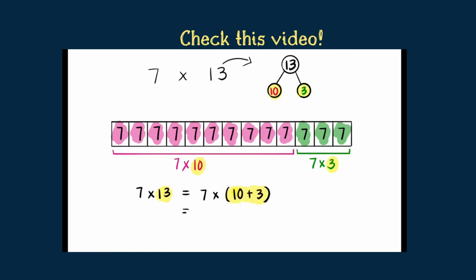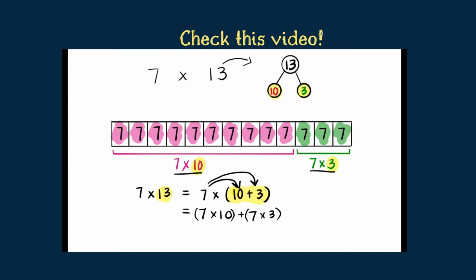So 7 times 13 equals 7 times 13. Now we can distribute the 7 or share the 7. We shared the 7 with the 10, 7 times 10, and we also shared the 7 with the 3, 7 times 3. Now we have two simple multiplication problems.